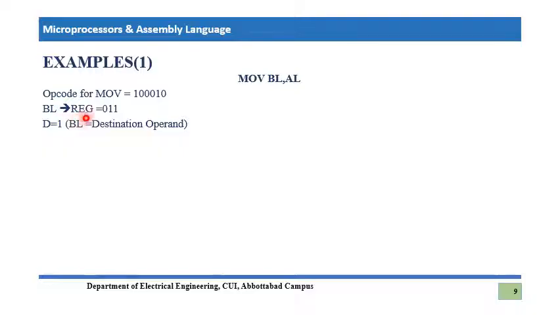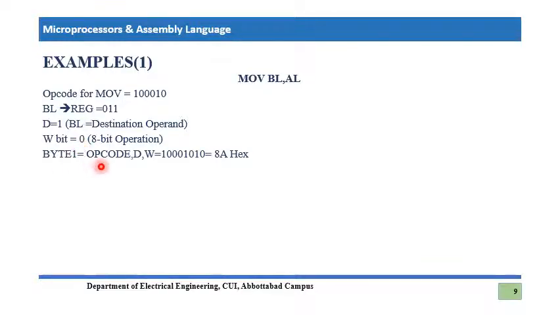And this time BL is a destination operand, so D will be equal to 1. Remember in the last slide when we were considering AL in REG, AL was the source operand, so we made D equal to 0, but now BL is the destination operand and it is being encoded in the REG field, so D will become equal to 1. Now the size of operation is simply 8 bits, so there will be no change in the size bit, or W bit, which will be simply 0.